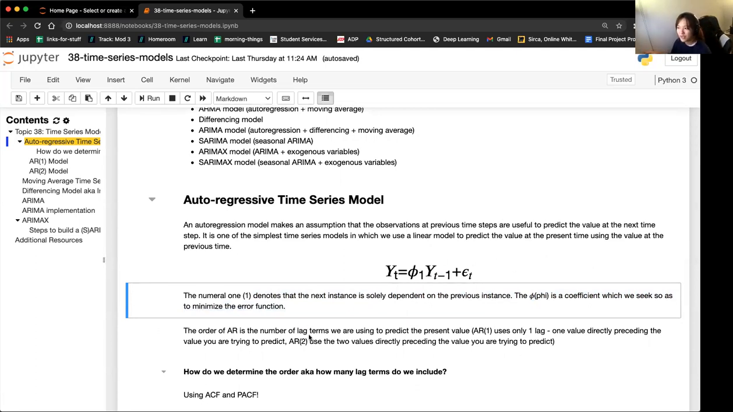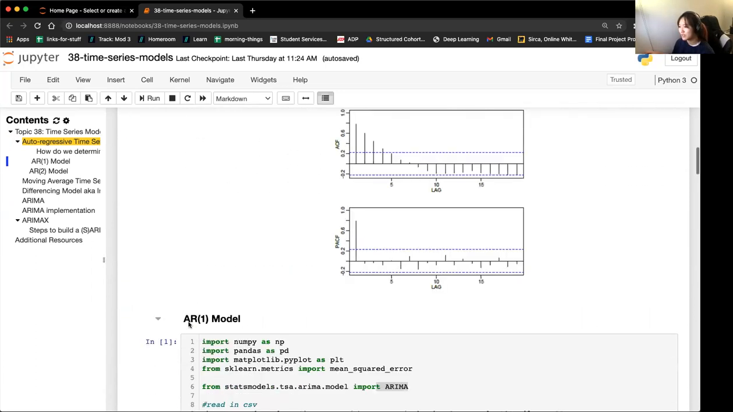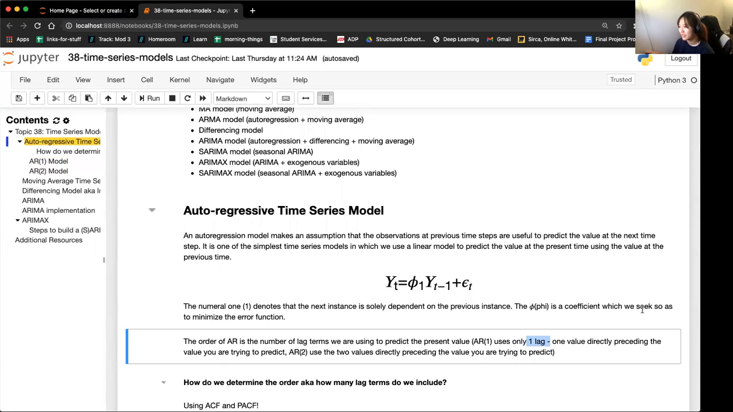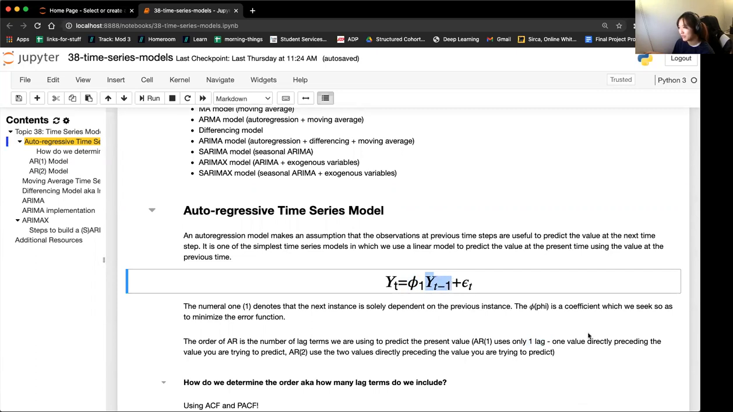So the order of AR, when you hear someone talk about the order of AR, is just the number of lag terms that we're going to use to predict the present value. So if you see AR1, it's this formula right here. It's only using one lag. You can also use multiple lag terms. Let's say you also want to consider 2 days before, and we'll see an example later. If you want to include 2 days before, you would see phi2 multiplied by y t minus 2 being added to this formula. So it's literally a linear model.